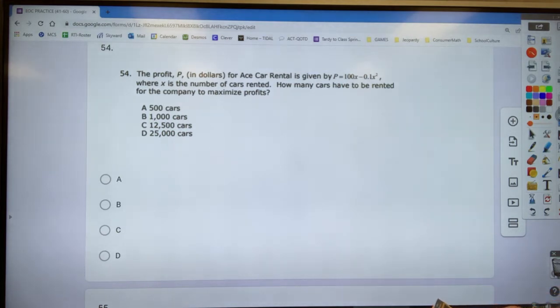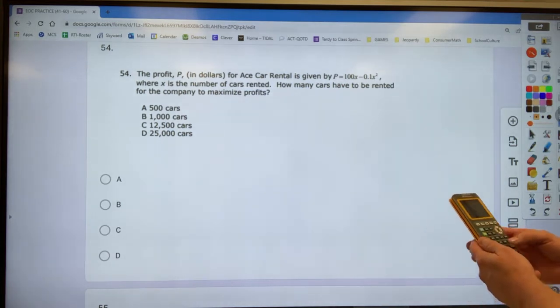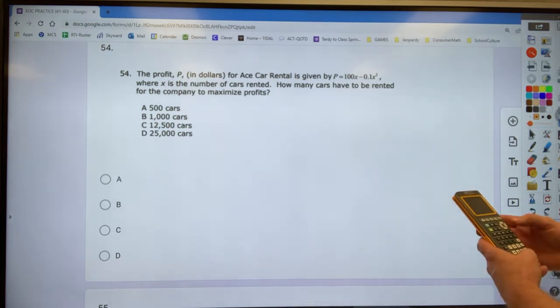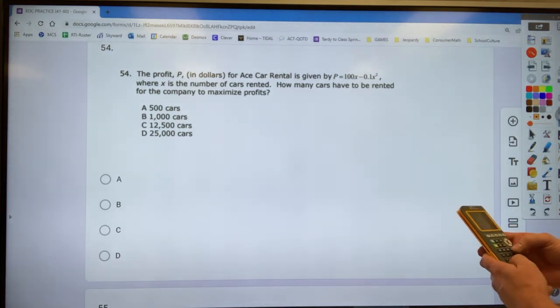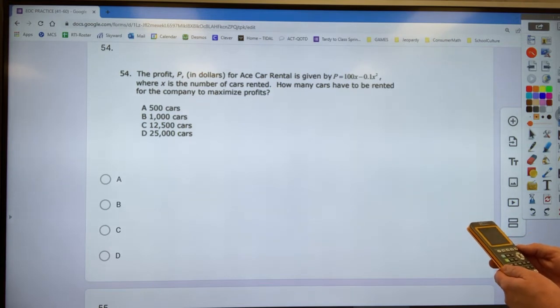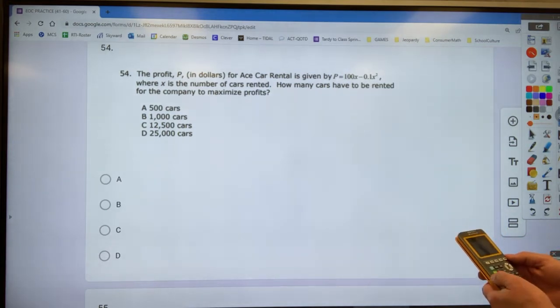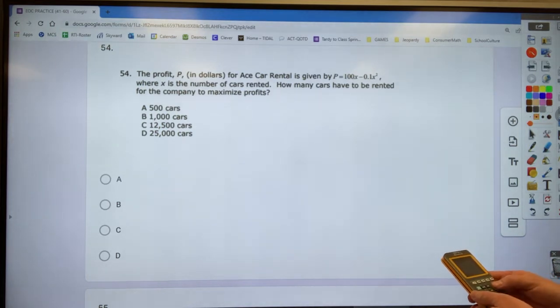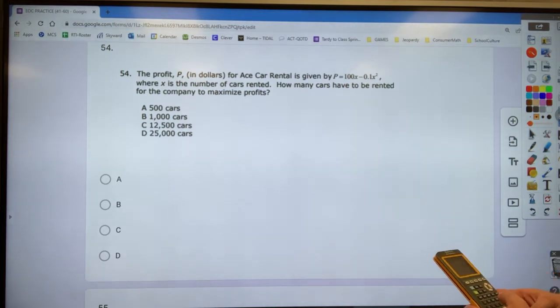Let's go ahead and plug it in. You can plug it in as negative 0.1x squared plus 100x, or 100x minus 0.1x squared. We're going to zoom way out. Uh-oh. The problem with some of these functions is we never know what the thing looks like. How many cars have to be rented to maximize profit?